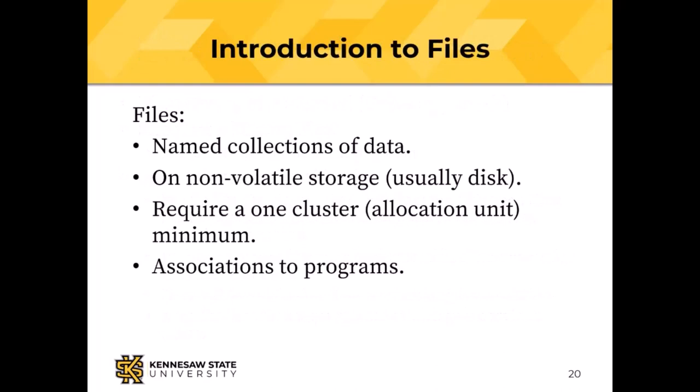Okay, a file is a named collection of data on non-volatile storage. We'll talk about what a cluster is in a moment, but every file requires at least one cluster. There's one exception to that: very small files. And files may be associated to programs. So Windows has a table of file extension to program association. So if you double-click a .docx file, Word will usually run, but you can change that. If you want to run something else when you double-click a .docx file, you can change the table.